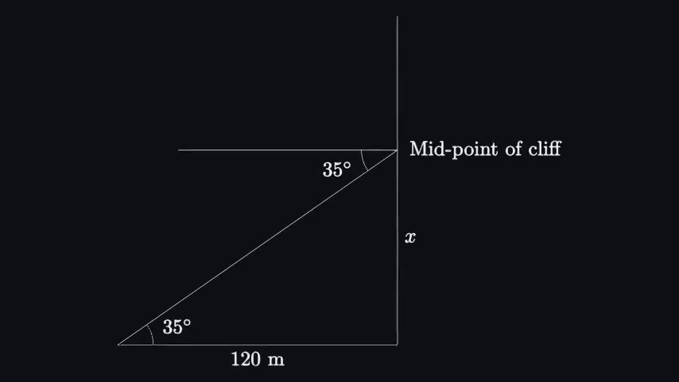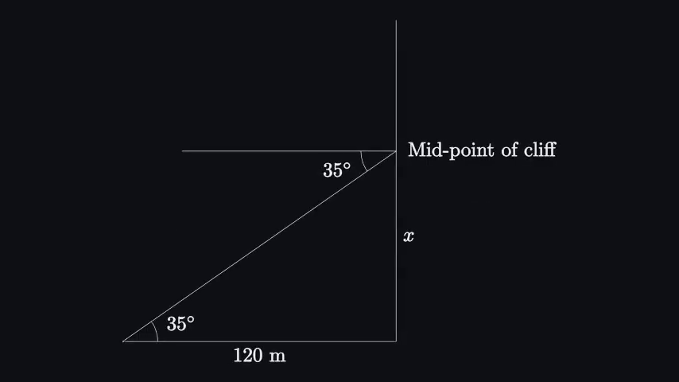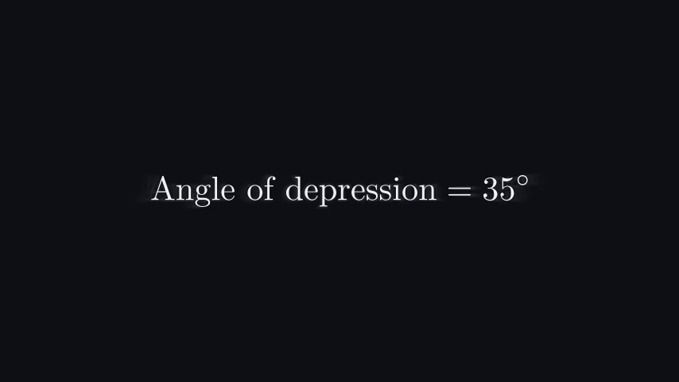Study the diagram carefully. The angle of depression is measured downward from the horizontal line at the observer's point. Here, the observer's point is the midpoint of the cliff.